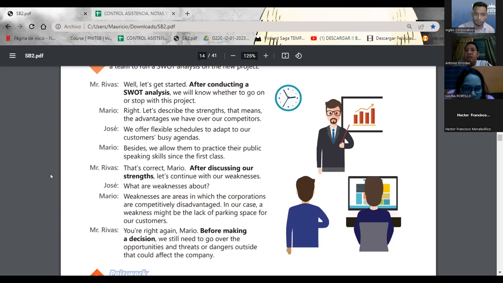What are weaknesses about? Weaknesses are areas in which the corporation are competitively disadvantaged. In our case, a weakness might be the lack of parking space for our customer. You are right again, Mario. Before making a decision, we still need to go over the opportunities and threats and dangers outside. All right. Excellent. Thank you, Antonio, Laura, and Hector for your participation.